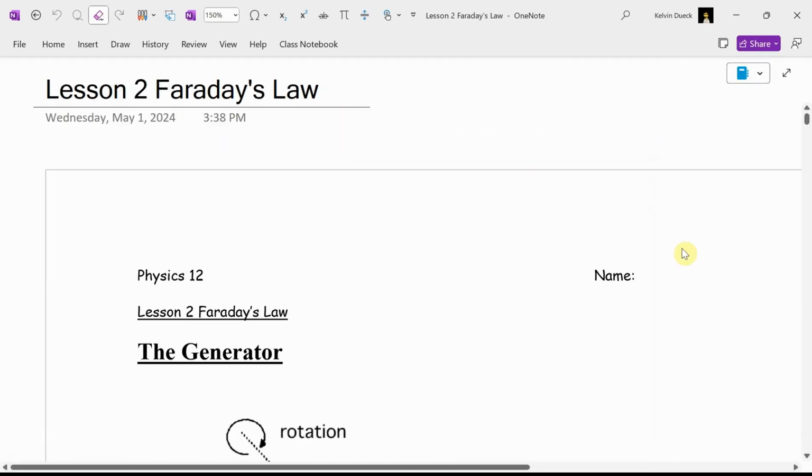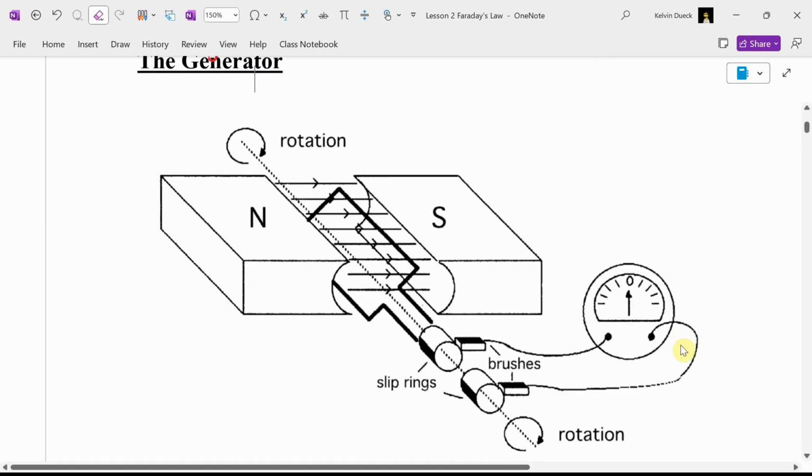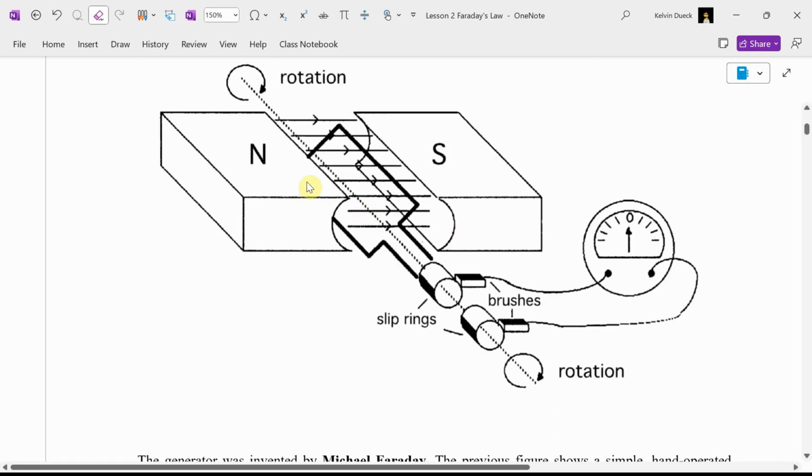Faraday came along and this was his idea. He came up with the idea of the generator. Fancy word, he called it the dynamo. And I think in Britain, they still call it a dynamo, a generator, to create electricity from motion. Now, how is it going to work? We have our magnetic field, the lines point from north to south. So in your picture, they're pointing to the right.